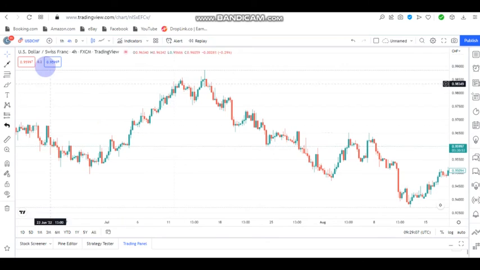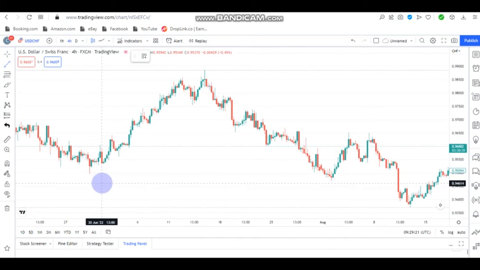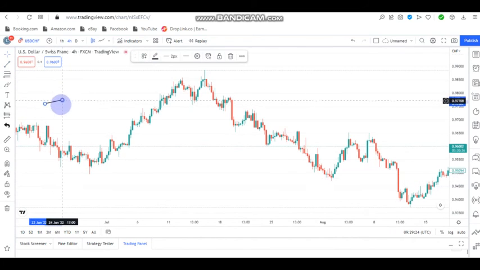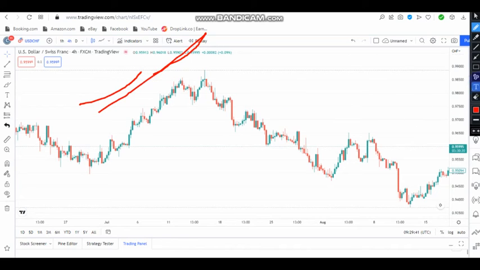So we are back in our TradingView app. We are looking at USD/CHF, the US dollar and the Swiss franc, on the 4-hour time frame. Let's get our trend line now to know if it's an uptrend. But before we get our trend lines, let me show you: for an uptrend, the price needs to be going upward. As you can see here, the price is going upward.